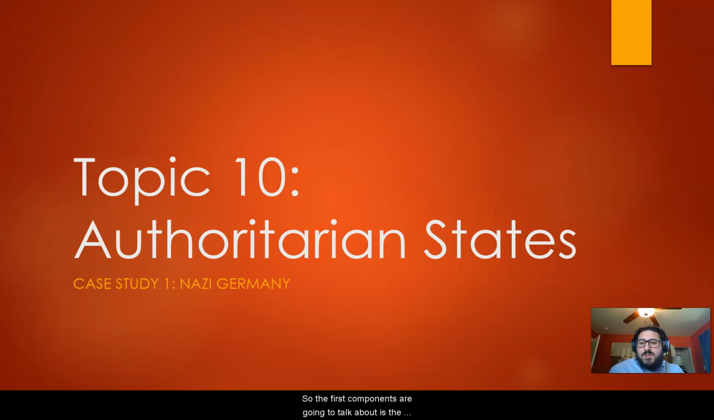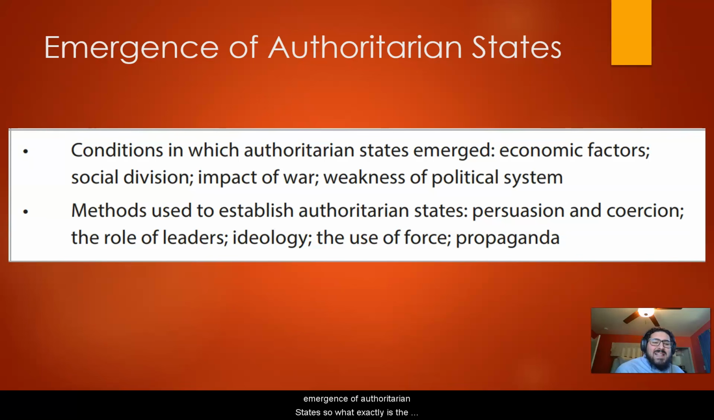The first case study we're going to be going over is Nazi Germany. The first component we're going to talk about is the emergence of authoritarian states. What is it that IB is going to ask of you on the exam? There are 3 sections for each case study, and the first section is all about the emergence of authoritarian states.